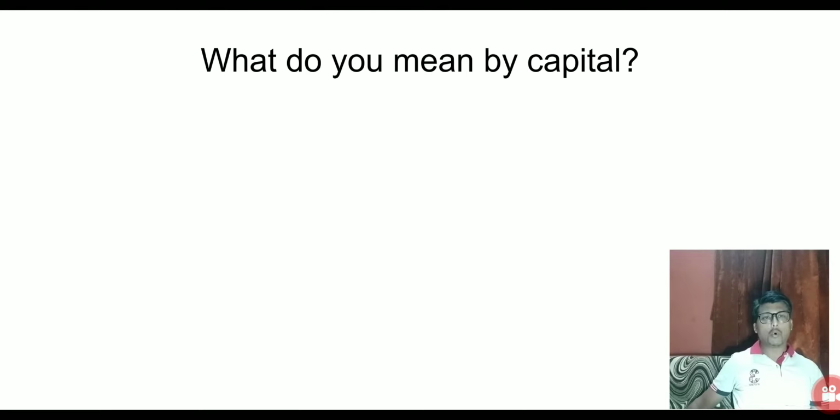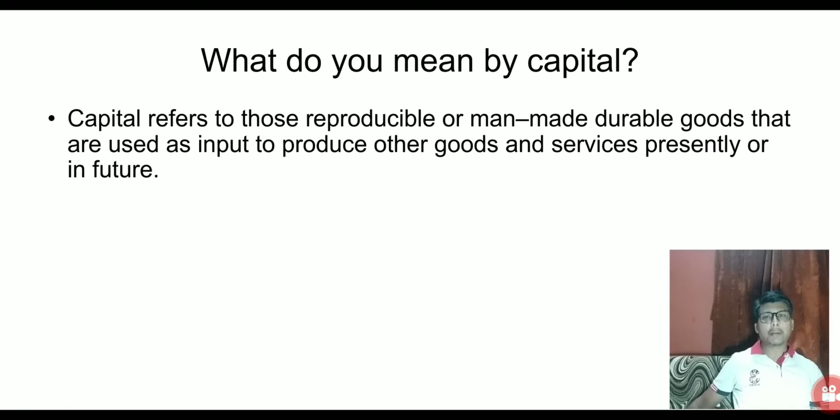means the sum total of all those things which are used for reproducing goods and services, which are later sold in the market. Capital refers to those reproducible or man-made durable goods, which are used as input to produce other goods and services, presently or in future. We may produce it now, or we may produce it in future, and sell it in the market. That depends. But those things which can be used for further production are called capital.